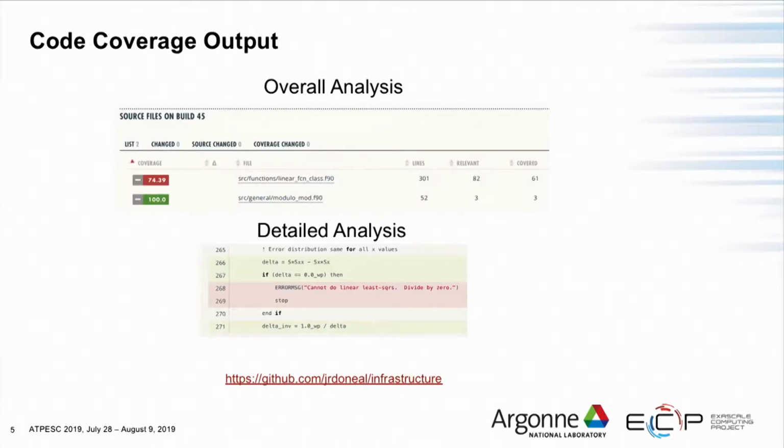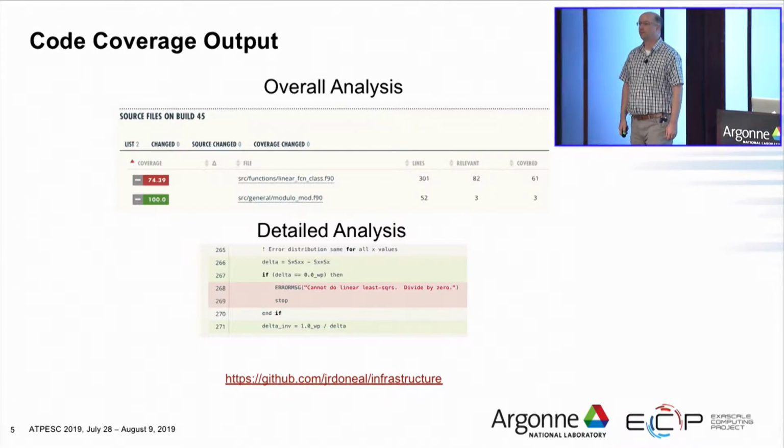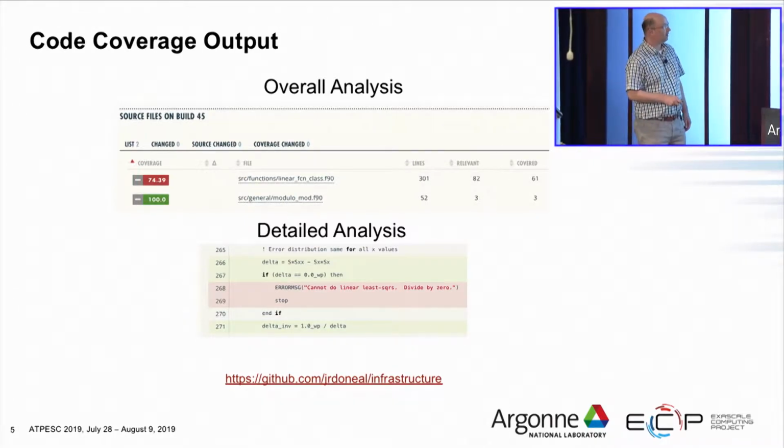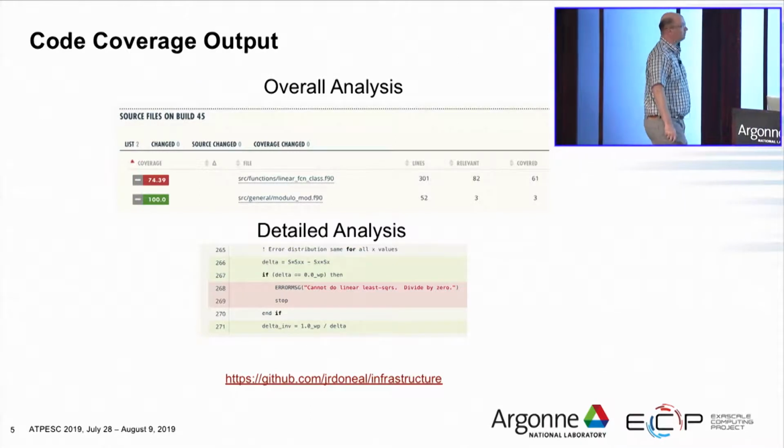So this is what one of those hosted server outputs looks like. I created this little toy repository on GitHub, and I put in this nice file modulo mod.f90. And I have a test suite associated with all the code in there. And when I run that test suite with code coverage, all 3 lines are actually covered. So I'm pretty happy with that.